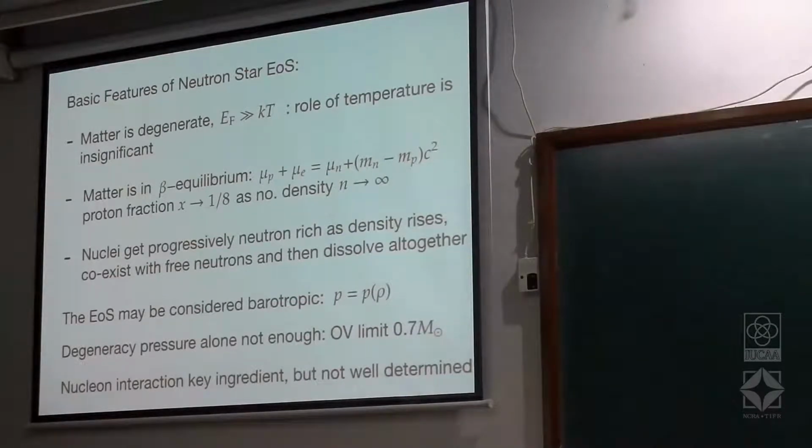We have already mentioned this, the degeneracy pressure alone is not enough, because if that were the case, then the Oppenheimer-Volkoff limit is 0.7 solar mass, and you will not get any of the neutron stars that we see. So nuclear interaction is a key ingredient, but not well determined.